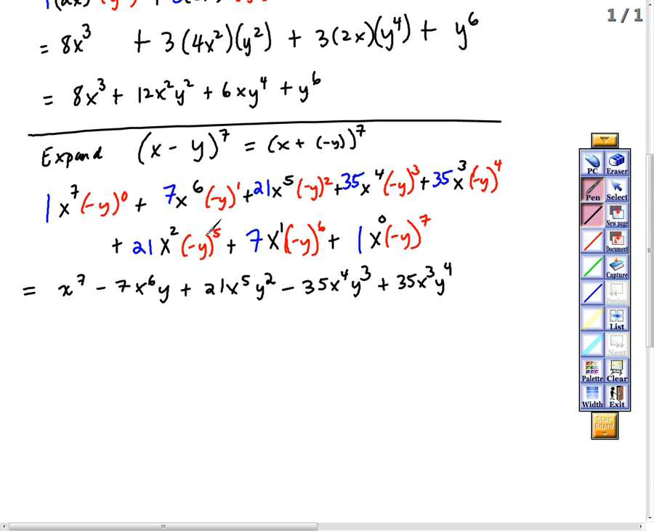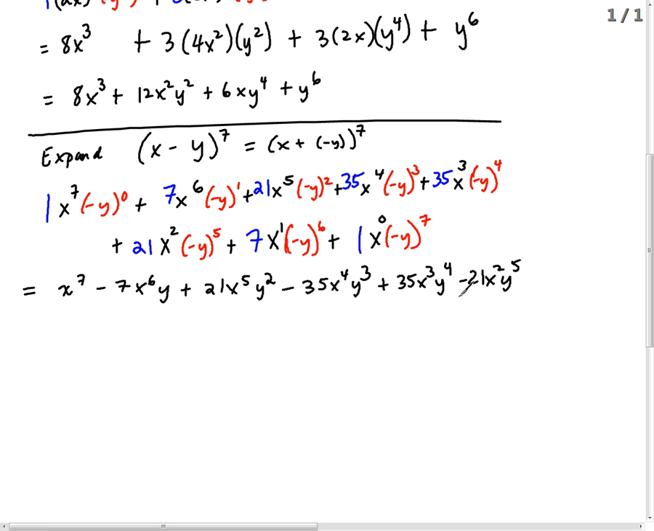And here I have negative y to the 5th. That's an odd number of negatives, so it's negative, minus 21x squared y to the 5th. I'm going to try to cram it in one line like y'all do to me when I'm grading your papers. Negative y to the 6th. A negative to an even power means there's an even number of negative signs, so it's positive. So plus 7x y to the 6th. And finally, x to the 0 is 1, and I have negative y to the 7th. So an odd number of negatives gives me a negative. There you go.